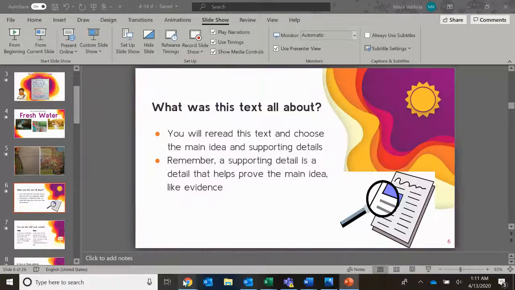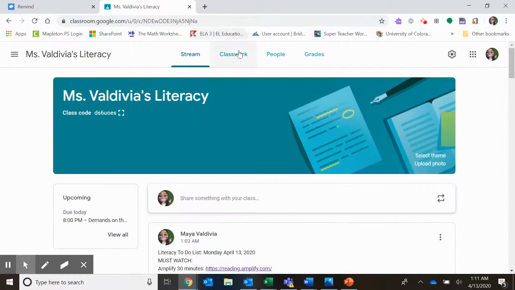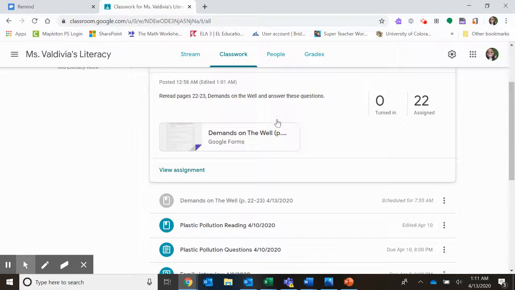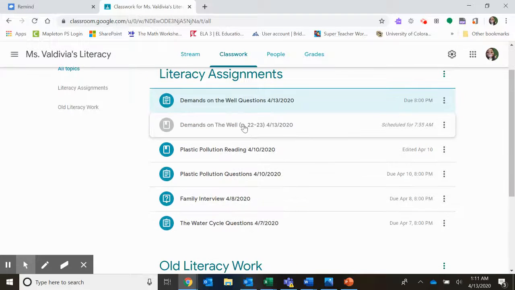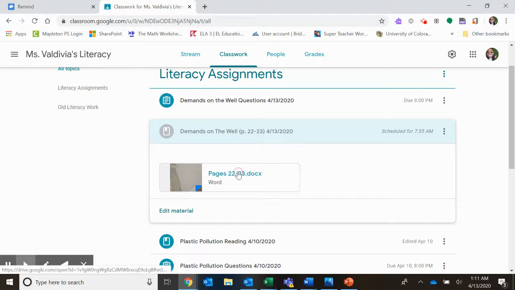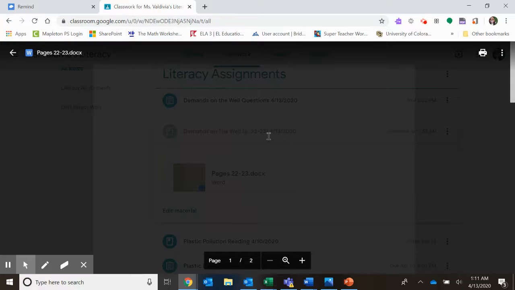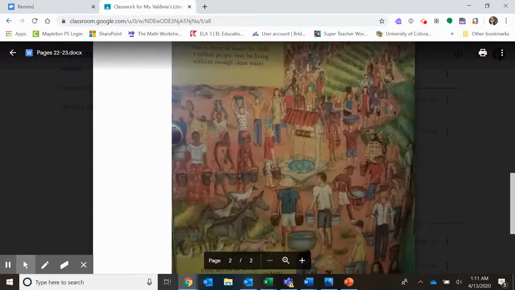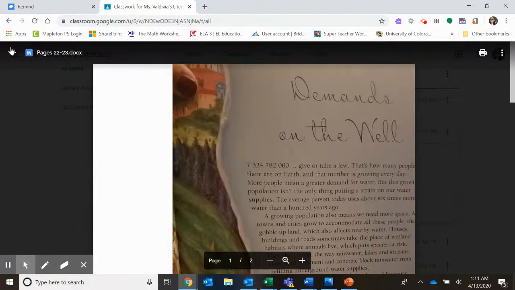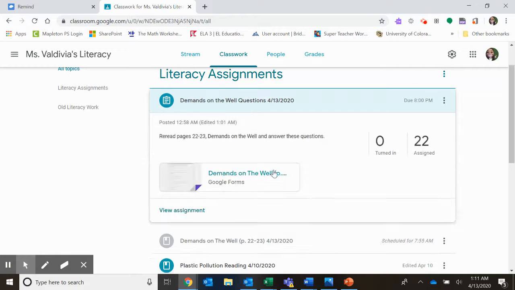Okay? So now I'm going to show you in our classwork where this stuff is. So I have the resource page for you. Looks like this. It's just the 2 pages that I read to you for you to reread. And then I have the questions. So I'll show you what the quiz looks like.